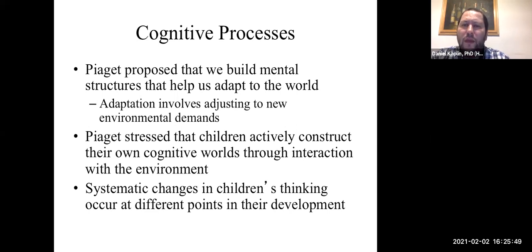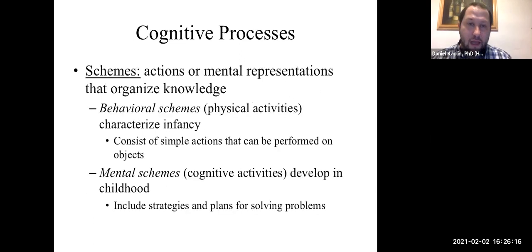Now, another thing that Piaget stresses is that children actively construct their own cognitive worlds through interaction with their environment. So he operates using a constructivist point of view. And then he also believed in stage theory. So there are systematic changes in thinking that occur at different points in their development.